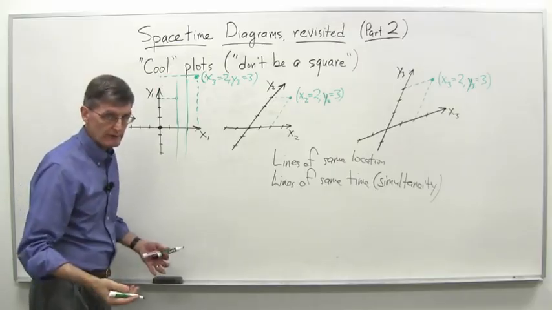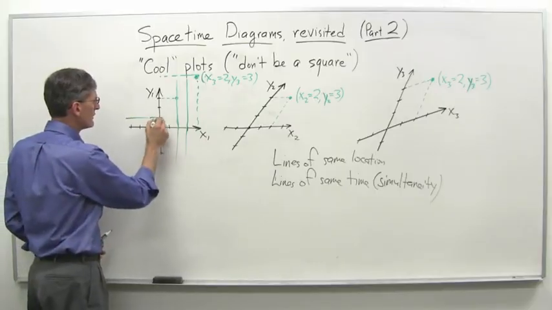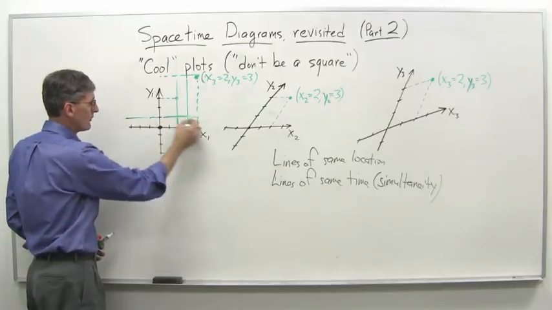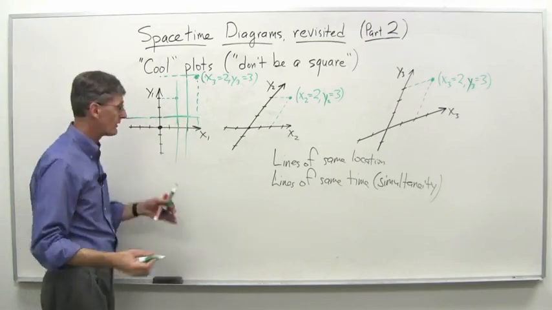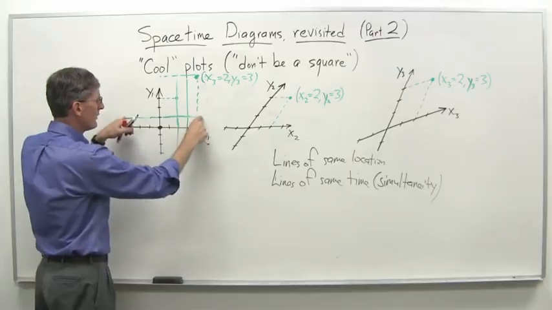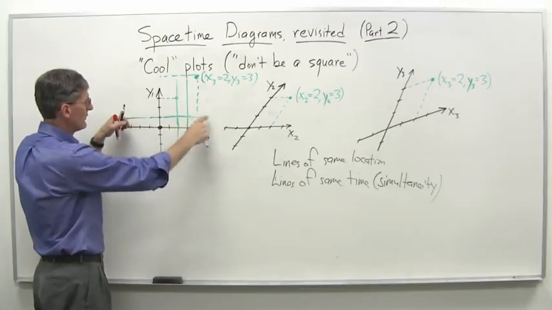And then lines of simultaneity, lines of same time, are the horizontal lines on this plot. So they say any event that happens at the same time, that is simultaneous with another event, both those events will be on the same horizontal line, the same value.